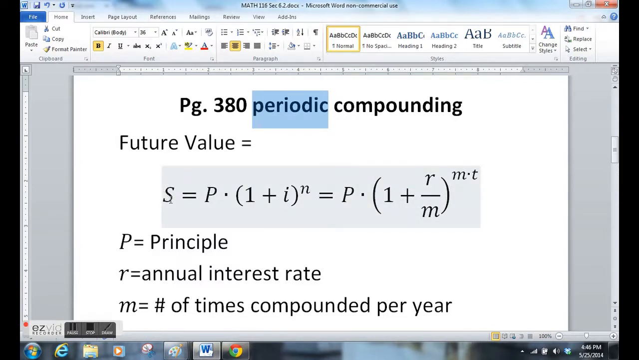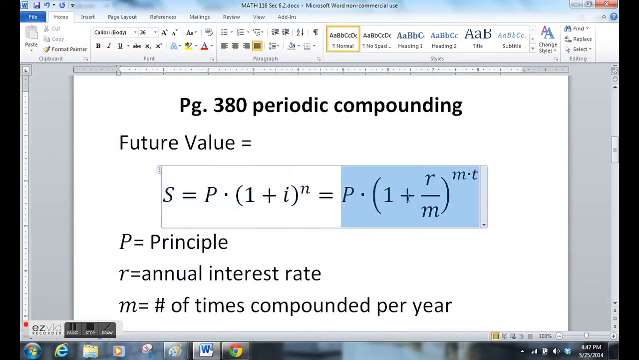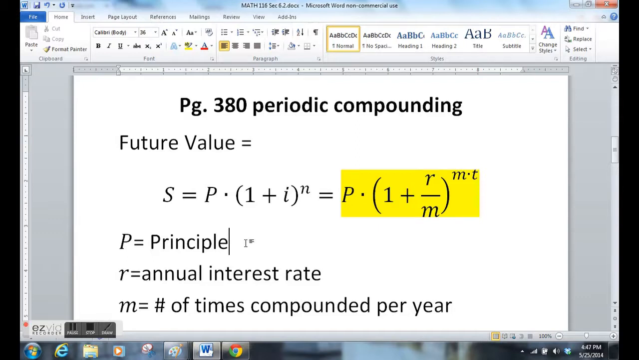Here is the formula. Future value, S, Superman's not from the future, equals principal times 1 plus the interest rate raised to the n, or I would stick with this part of the formula right here. Principal times 1 plus r divided by m raised to the mt. You're not really going to want to memorize this. You're going to want to write this down. P is principal. That's how much money you put in initially. R is the annual interest rate. And M is the number of times you are compounding per year.